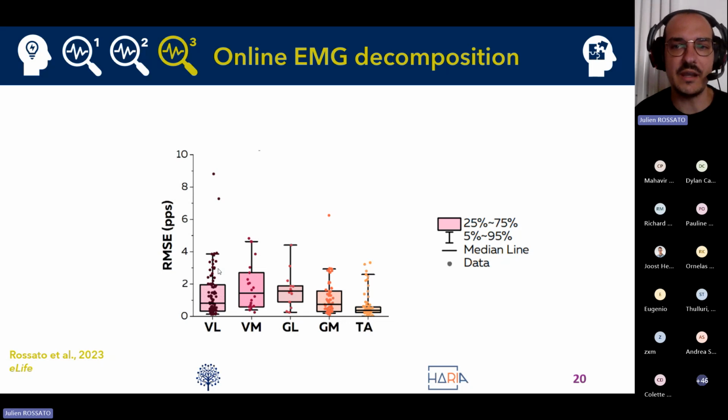We also estimated the accuracy of the real-time biofeedback with the root mean square error between the real-time biofeedback and the corrected version with manual edition. The root mean square error was on average consistently below 2 pulses per second for all the muscles.